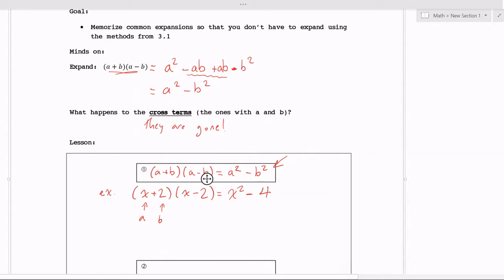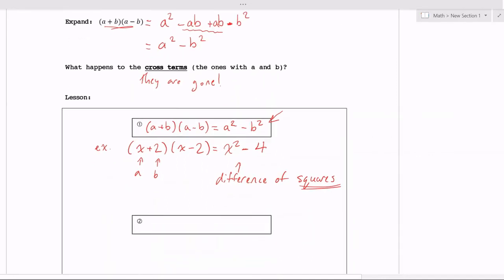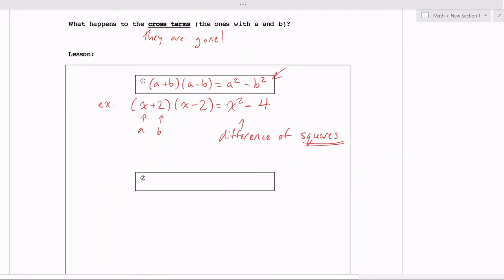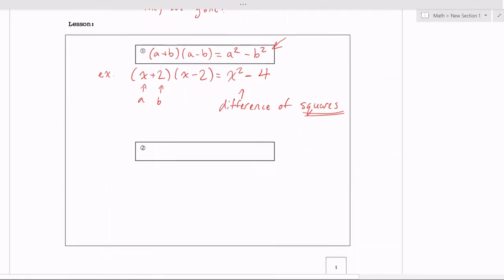This one has a special name. It's called a difference of squares. That's because 4 is a square number, and x squared, of course, is also a squared number. There are more tricks like this. In other words, general expansions that we see a lot.